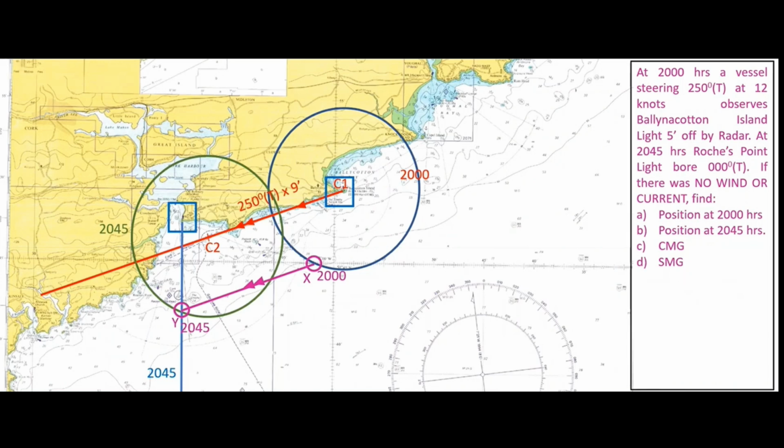Needless to say, point X is the 2000 hour fix, point Y is 2045 fix, X to Y is the CMG, and magnitude of X to Y, or distance between X and Y, is the distance made good in 45 minutes, from wherein we can convert it to distance made good in 1 hour, thus getting the speed made good.